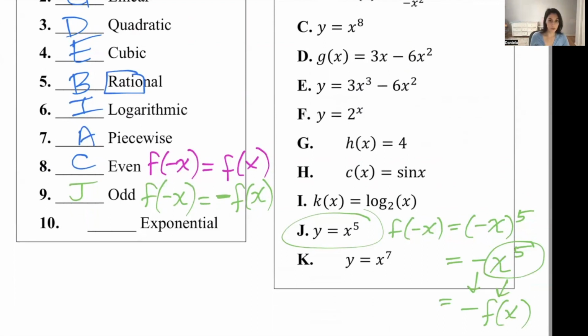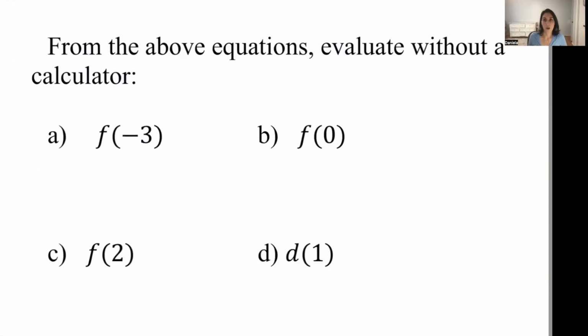And number 10 is super nice and easy. That is going to be letter F. Exponential function is where the x is in the exponent. All right, so notice that all of those functions are labeled, right? F function, D function, so on and so forth. So now we're going to evaluate. So f of negative 3, so this entire section, they're all substitution questions. That's what it means.